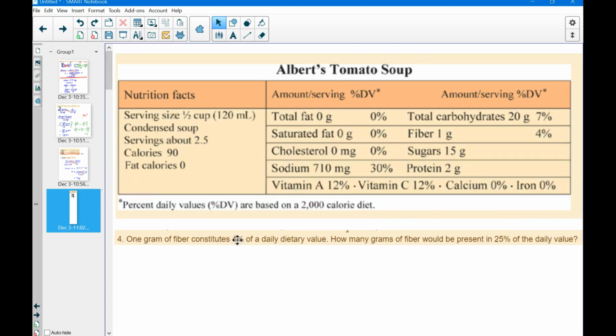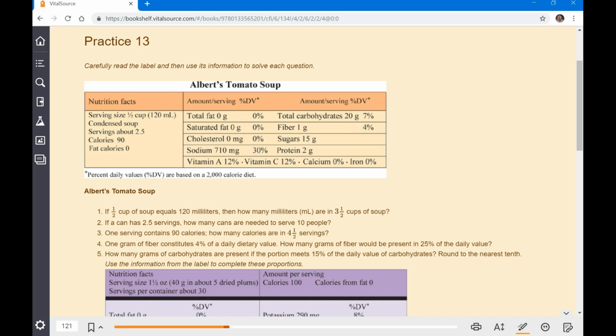Based on this food label here, it says 1 gram of fiber constitutes 4% of the daily dietary value. How many grams of fiber would be 25% of the daily value? I don't know where to begin. What do you think? Number 4 on page 121.